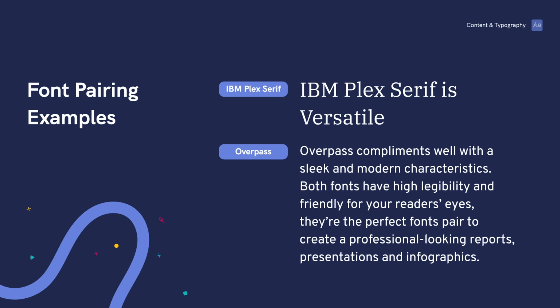Some of the font combinations that we love are IBM Plex Serif and Overpass. IBM Plex Serif complements Overpass really well. IBM Plex Serif carries a rigid, machine-like look that complements well with the sleek and modern characteristics of the other. And both fonts have very high legibility and friendliness for your reader's eyes. They are both perfect fonts to create a professional-looking report, presentation, or an infographic.